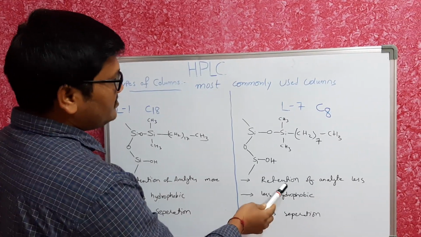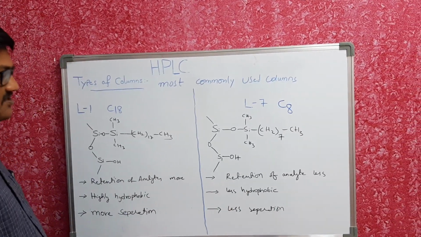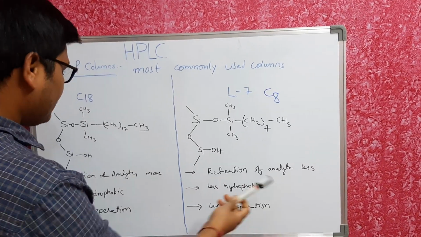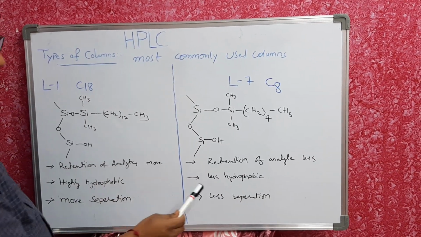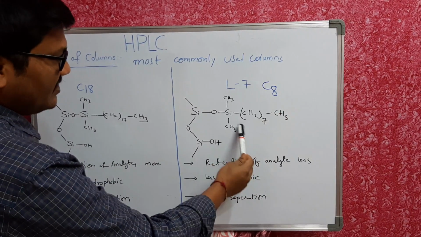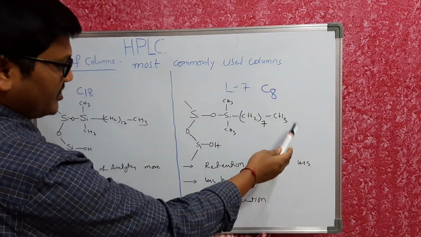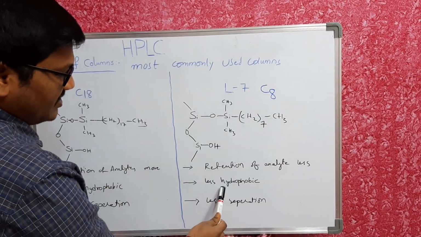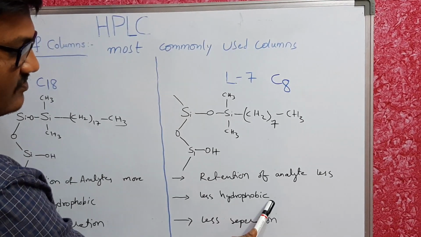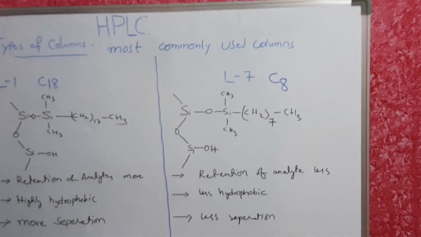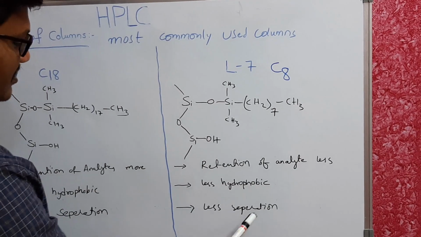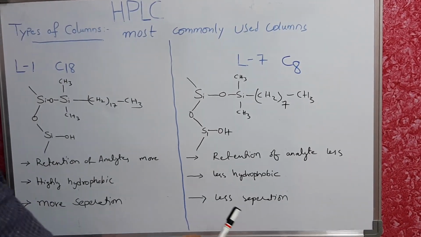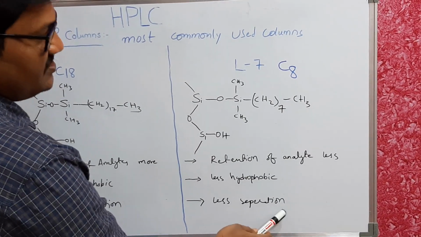When coming to the C8 columns, retention times of analyte are less than the C18 columns, and because of having the less carbon chain, this has less hydrophobicity, and separation is also comparatively less in the C8 columns than C18 columns.